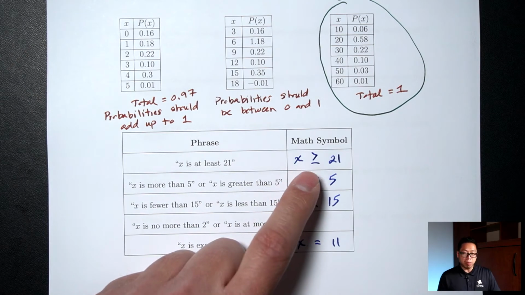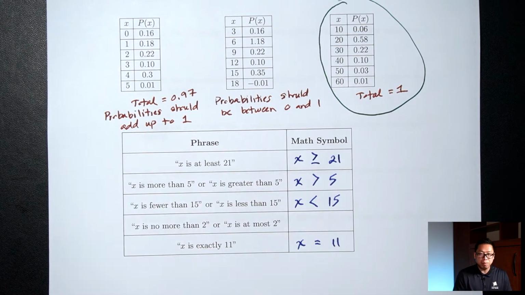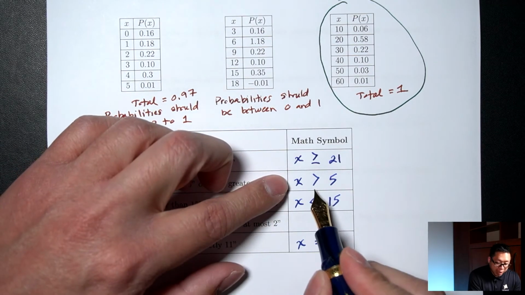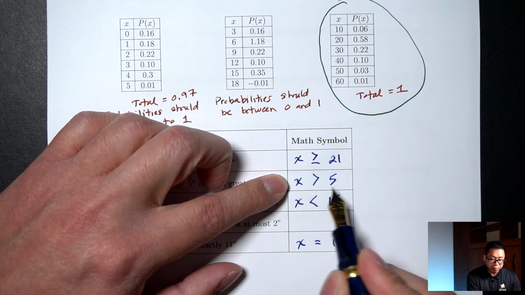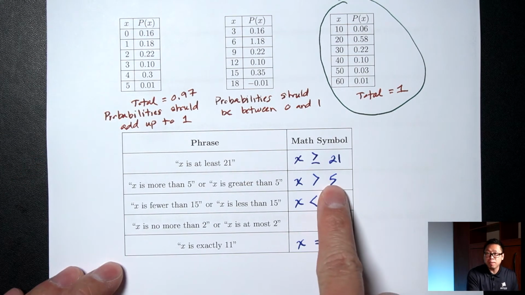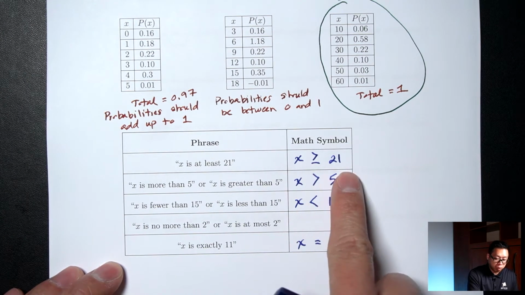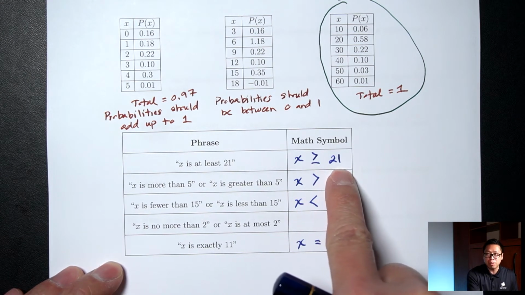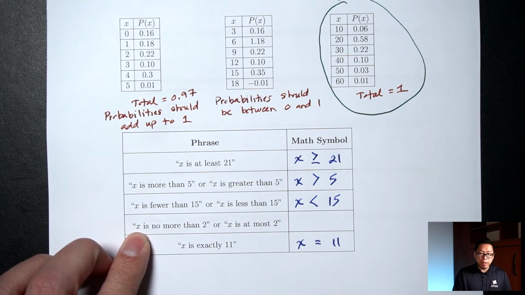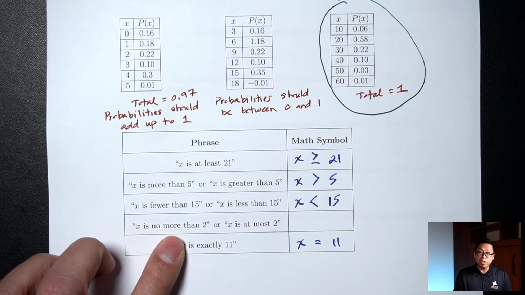And that's the greater than or equal symbol. So it has a line underneath, which is the equal part. So you can be 21 or over, which differs from the regular greater than symbol. So x greater than 5 means strictly greater than 5, don't include 5. Greater than or equal to 21 means include 21. So 21 or over. The last one here, x is no more than 2.